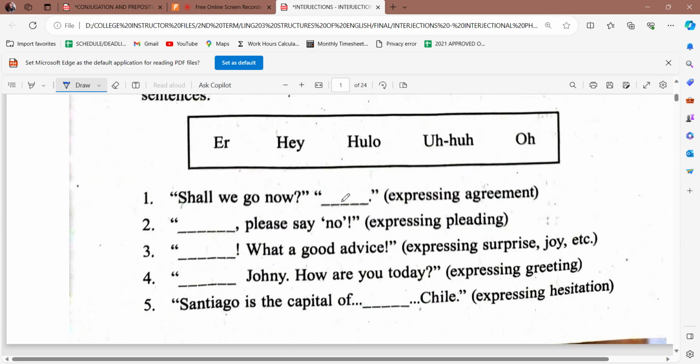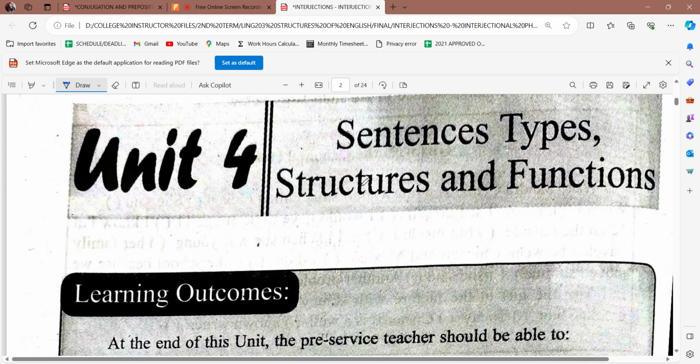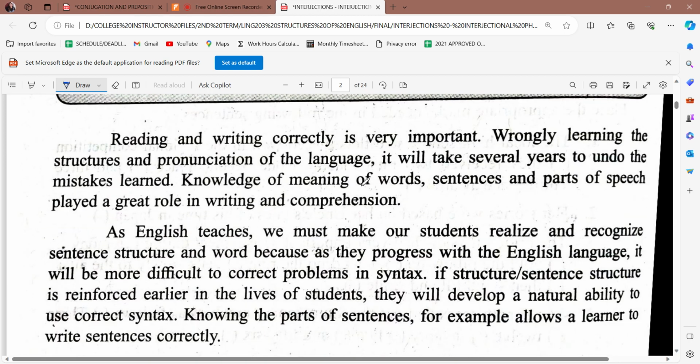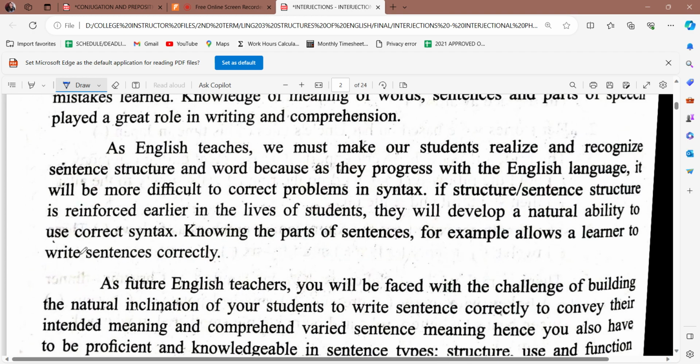Overall, interjections are punctuations or words or a group of words used to express feelings or to attract attention. That's interjection. Now, let's go to the sentence types, structures, and functions. Okay, so reading and writing correctly is very important. Wrongly learning the structures and pronunciation of the language, it will take several years to undo the mistakes learned. Knowledge of the meaning of words, sentences, and parts of speech plays a great role in writing and comprehension.